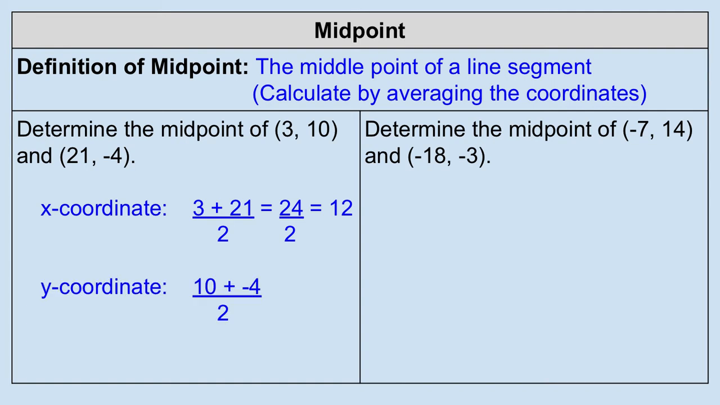Next, I'm going to figure out the y coordinate. So I'm going to use the y coordinates of 10 and negative 4. Add those together still, which gives me 6 divided by 2. And then your answer would be 3. So the way that you are going to write your final answer for the midpoint is 12, 3.